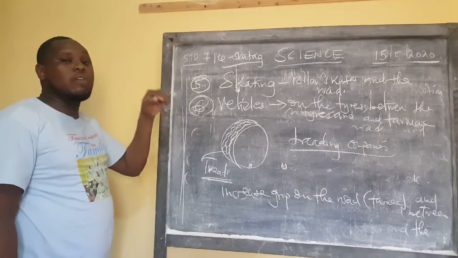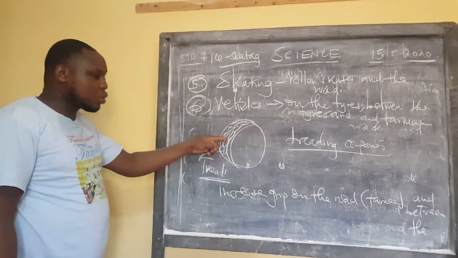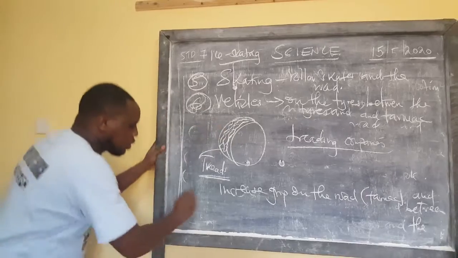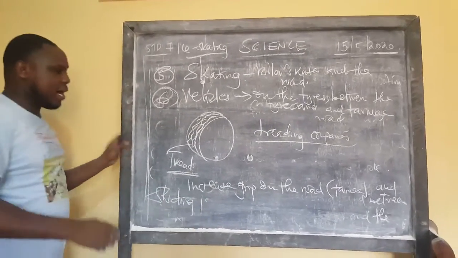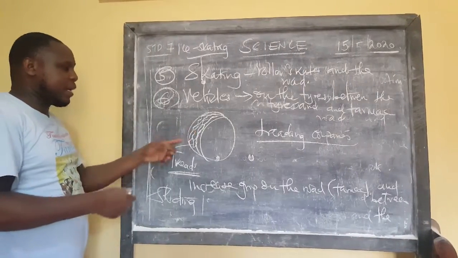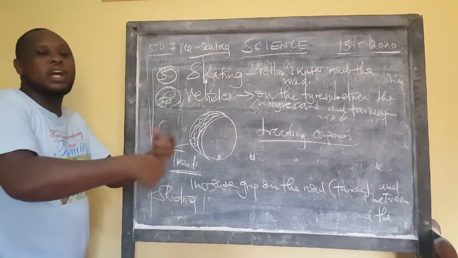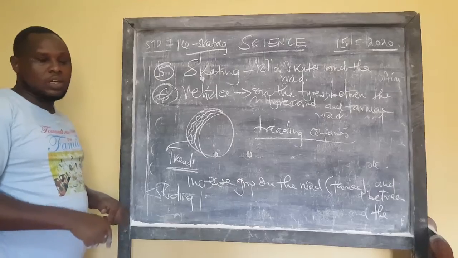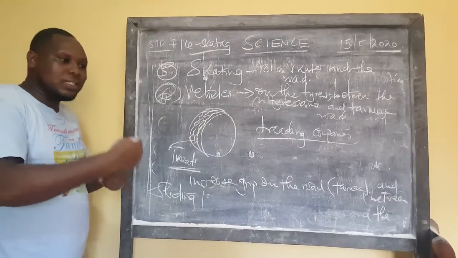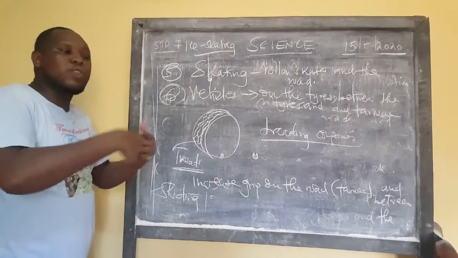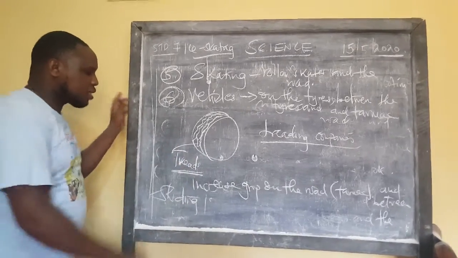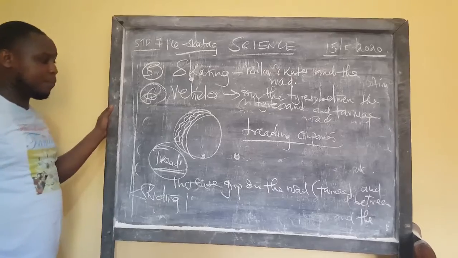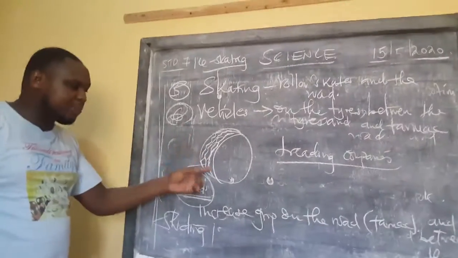Otherwise, if the roads were very smooth, and this also is smooth, there's what we call skidding, where the tire is just moving on the same ground, on the same spot. It's not moving forward, just rotating, but on the same spot. So the importance of this is a question that can come in the exam. What is the importance of these marked parts?